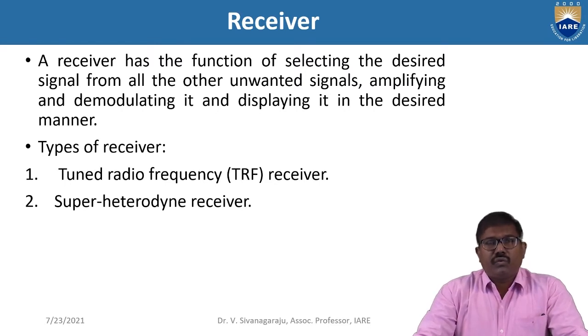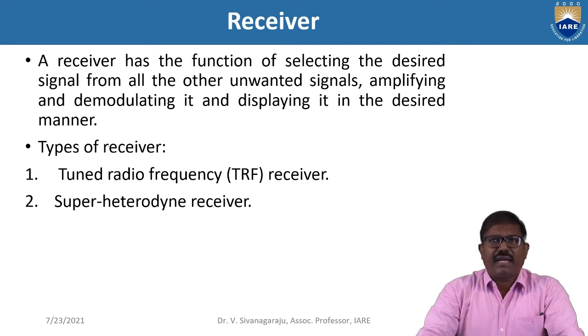So the function of a receiver is selecting the desired signal from all the other unwanted signals, then amplifying, and finally demodulating it. Okay, so these are the functions of the receiver. Now, types of receivers. In AM we have two varieties: one is the TRF receiver, the tuned radio frequency receiver, and the second one is the super-heterodyne receiver. Now let us start with the TRF receiver.